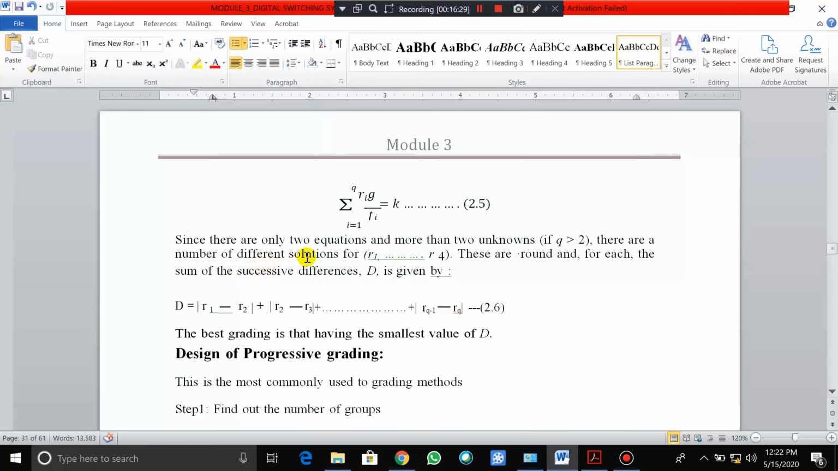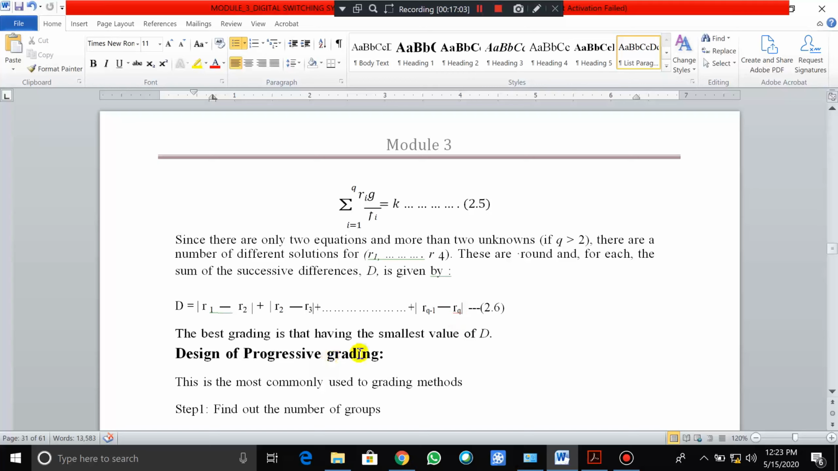Since there are only two equations and more than two unknowns, if Q is greater than 2, there are a number of different solutions for R1 to R4. There are rounds, and for each, the sum of successive differences, that is D, is given by D = |R1 - R2| + |R2 - R3| + ... + |R(Q-1) - R(Q)|.